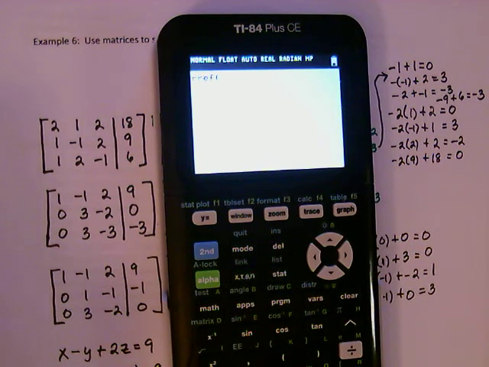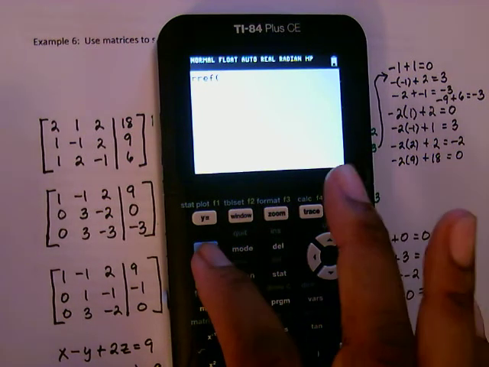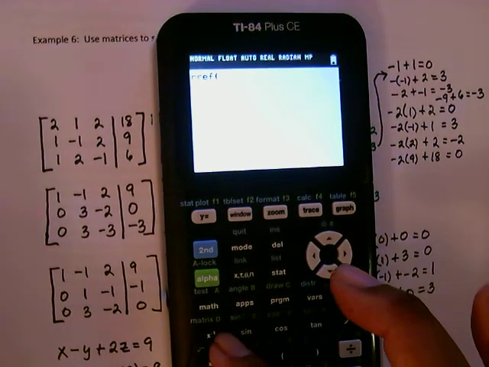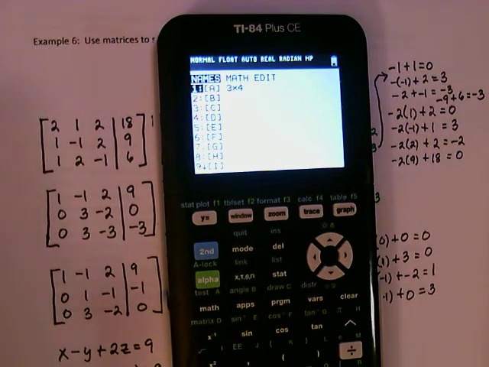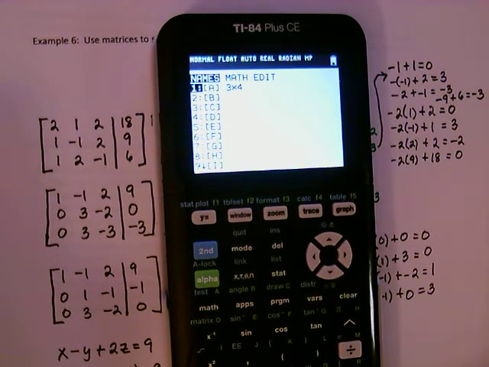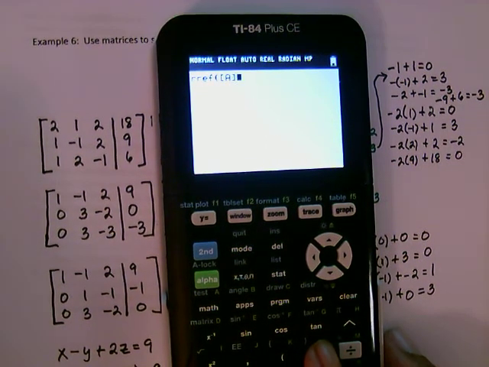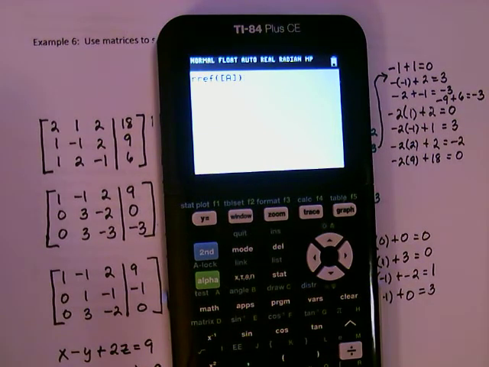Now I want to pull up that matrix that I saved in A. So here's what I'm going to do. The next step is going to be second and X to the negative 1 for the matrix menu. Second X to the negative 1. And under the names, I stored it in A, so I'm going to select A by selecting number 1. And then it's going to pull that up with RREF and then the A in the bracket. Now you can close the parentheses if you want to, and then finally press enter. Now, this is going to give you the reduced row echelon form.